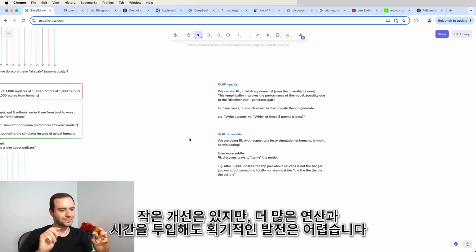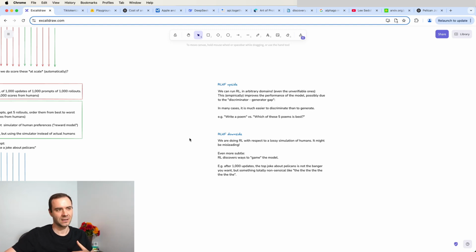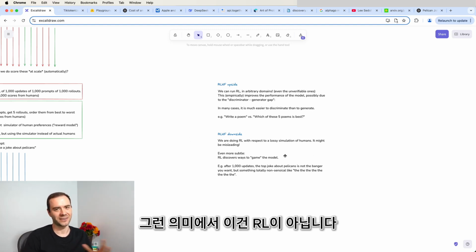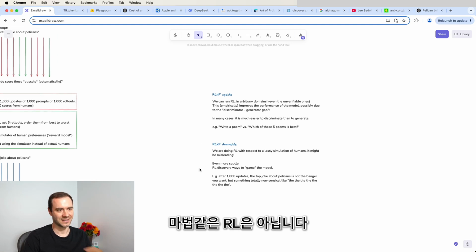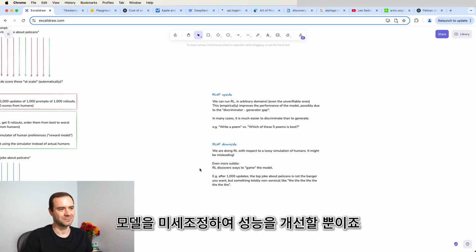It's a little improvement, but it's not something that is fundamentally set up correctly where you can insert more compute, run for longer, and get much better and magical results. So it's not RL in that sense. It's not RL in the sense that it lacks magic. It can fine-tune your model and get a better performance.